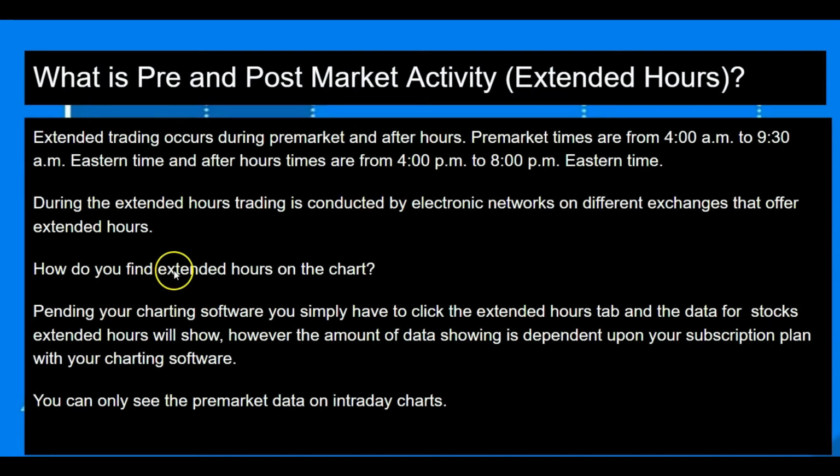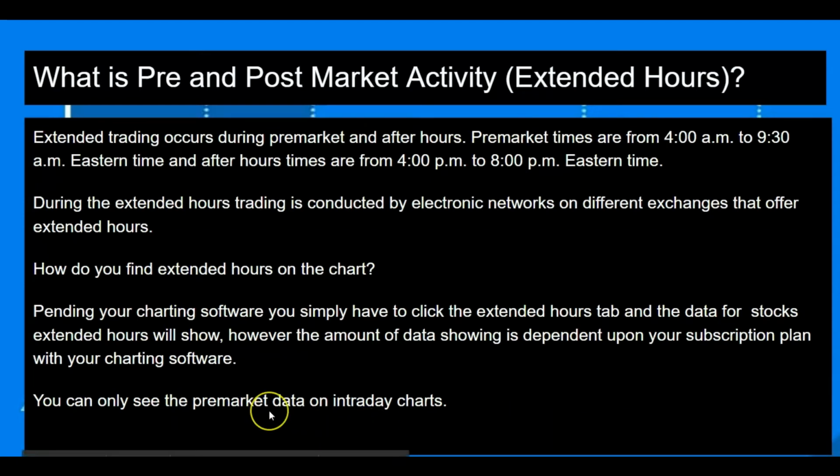How do you find extended hours on the chart? In your charting software, you simply have to click the extended hours tab, and that data of the stock's extended hours will show. However, the amount of data showing is dependent upon your subscription plan with your charting software. So that matters. You can only see the pre-market data on intraday charts. That's important too. You only see pre-market patterns and price action on intraday charts.